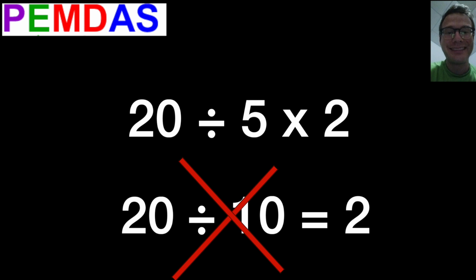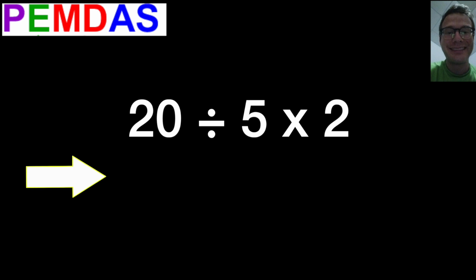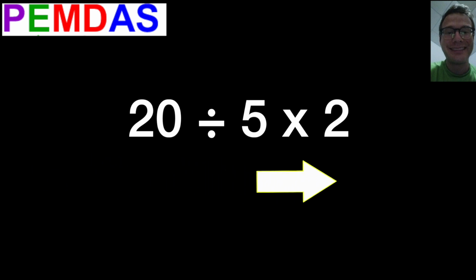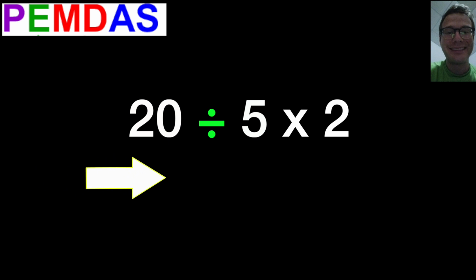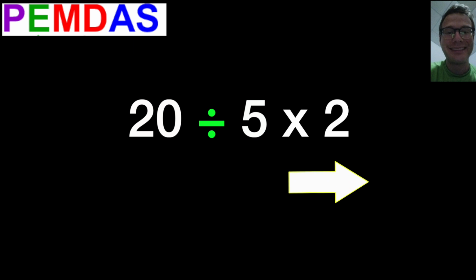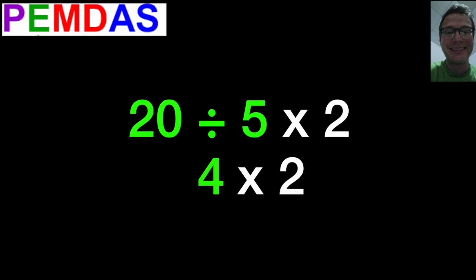Okay? Because when you look at the problem, you must go across. Dividing is first in this question, so I have to divide first. Even though PEMDAS is MD, remember, I just go to the beginning and I do whatever comes first, multiplication or division. So it should be 20 divided by 5, which is 4, times 2, which is 8. So 8 is the correct answer.